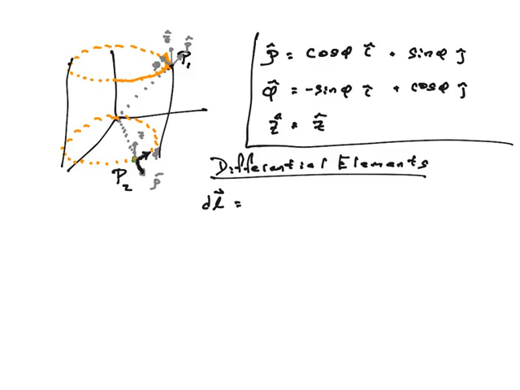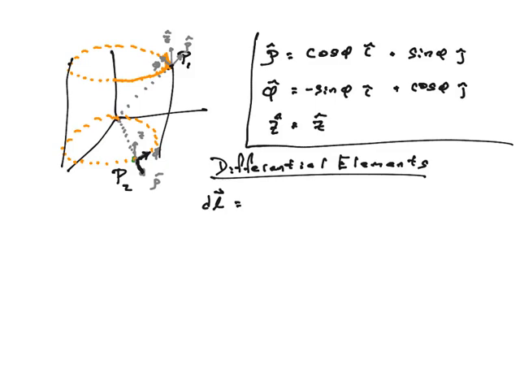All right, so remember what dl is. I'm at a point P, and now I'm going to move a little bit to a new point that's just a differential distance away. I'm going to assume I've moved in all three dimensions. So I'm going to change in the rho hat direction, in the phi hat direction, and in the z hat direction.